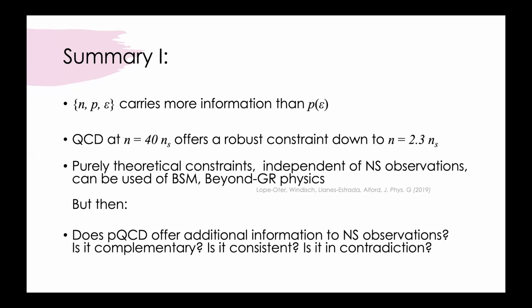But the question that still remains open, and I think it's very interesting, is that we offer some constraints from PQCD, but do they offer additional information to neutron star observations? These equations of state that we are excluding, were they already excluded by our observations? Are these constraints complementary to neutron star observations? Are they consistent with neutron star observations, or are they perhaps in contradiction with neutron star observations? Which of course could be the most interesting case.